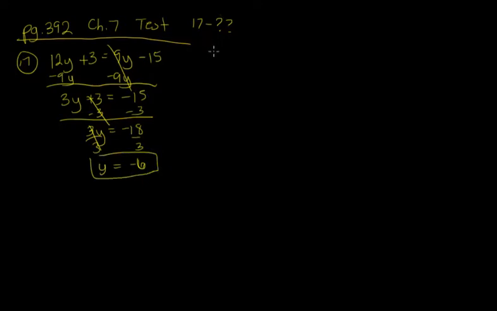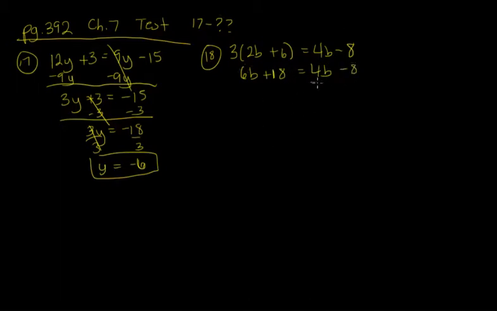Number 18. We have 3 times the quantity 2b plus 6 equals 4b minus 8. Let's distribute 3 to both of these terms. So that's 6b plus 18 equals 4b minus 8. Let's subtract 4b on both sides. 6b minus 4b is 2b, plus 18 equals negative 8. Let's subtract 18 on both sides.